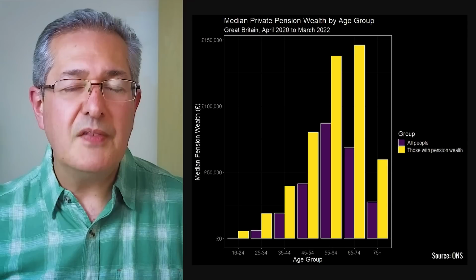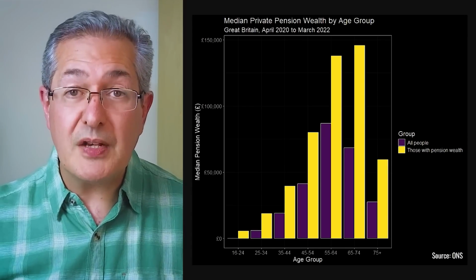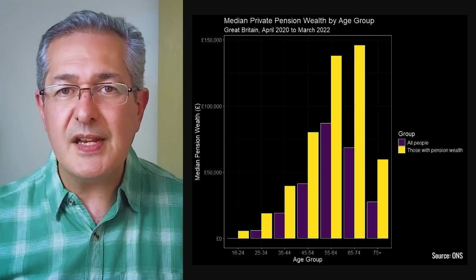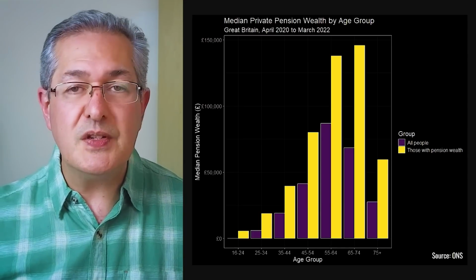Now clearly, if you're just starting out in your career, you won't have much pension wealth at all, because you won't have had much time to save, and those investments won't have had much time to compound. But if you did want to compare the size of your pension with other people of the same age, this distribution will allow you to do that.